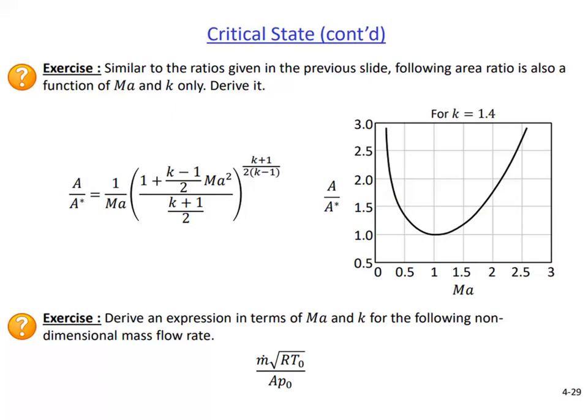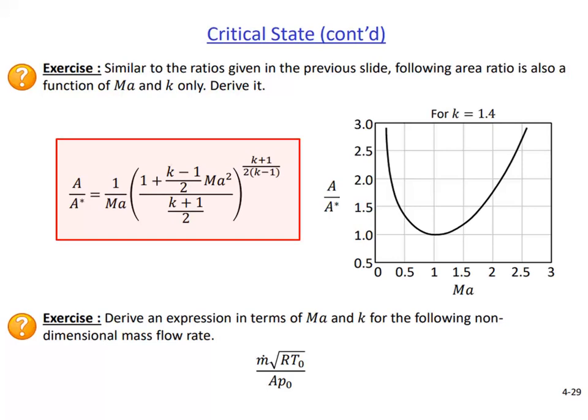The first exercise in this slide asks for the derivation of an equation for the area ratio A over A star. We use this equation to get a link between the geometry of the duct and physical properties in it, such as the Mach number. The question we want to answer is, can we find the area of a section if the Mach number there is known, or vice versa? For example, many times in solving problems, the throat area is a known parameter or a parameter that needs to be calculated, which makes this area ratio useful. Derivation of this equation is given in your textbook.